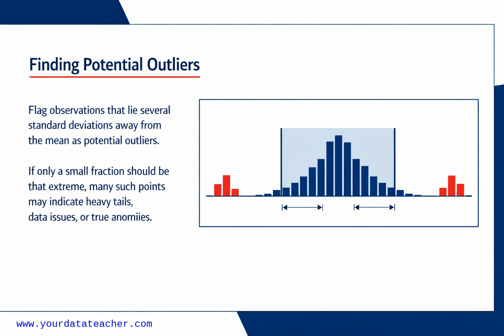For example, if you choose k equals 4, then at most 1/16, about 6.25% of your data should fall beyond plus or minus 4 standard deviations. If you look at your plot and you see many more points outside that band, that's a signal. Maybe you have heavy tails, data quality problems, or genuinely unusual events worth investigating. Use these as a diagnostic guide to flag potential outliers and to ask questions. It is not an automatic rule for removing data.